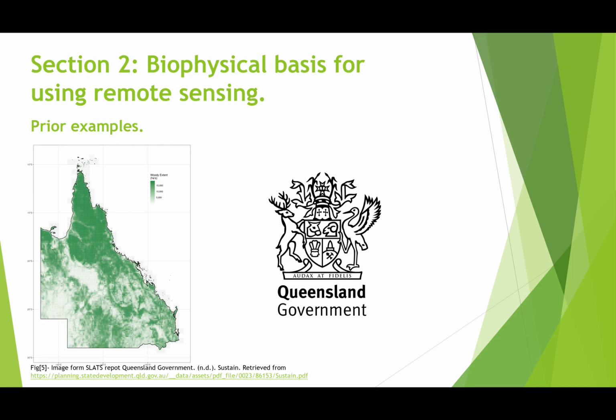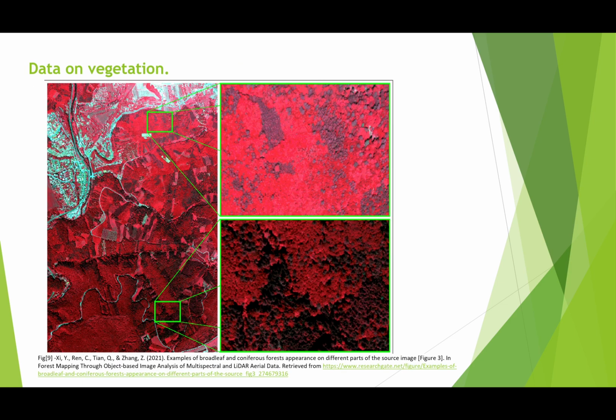The biophysical basis for using remote sensing in this regard is demonstrated by several points. Firstly, the Queensland Government already uses remote sensing to form the SLATS reports, which is a report on the land use, and the map shown in Figure 5 is an example of one such map produced showing the extent of woody vegetation. Furthermore, different vegetations have different spectral reflectances. These differences in spectral reflectance allow them to be distinguished, as shown by Figure 9, which shows the difference in near-infrared spectral reflectance between broadleaf and coniferous forests.